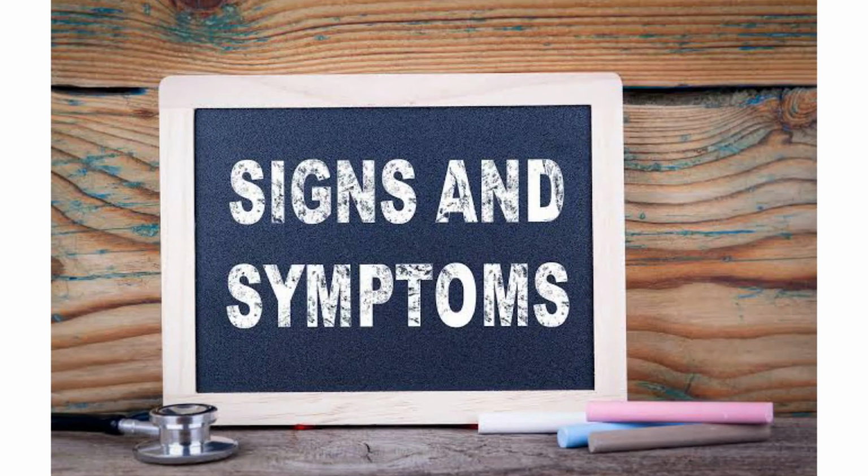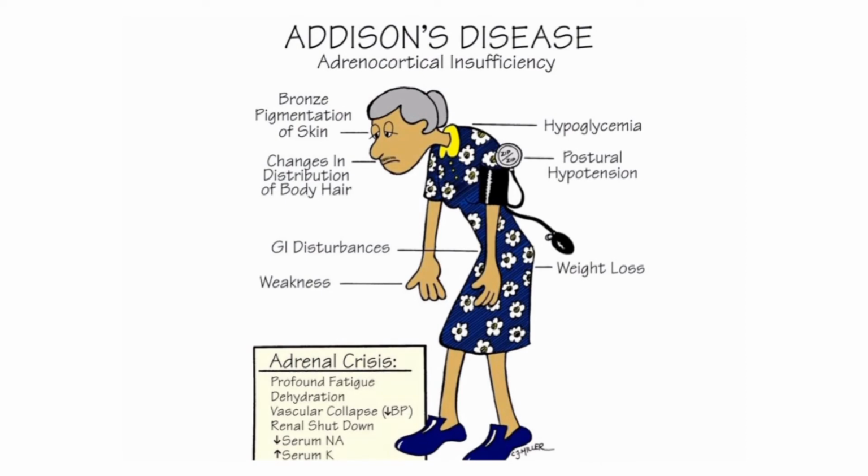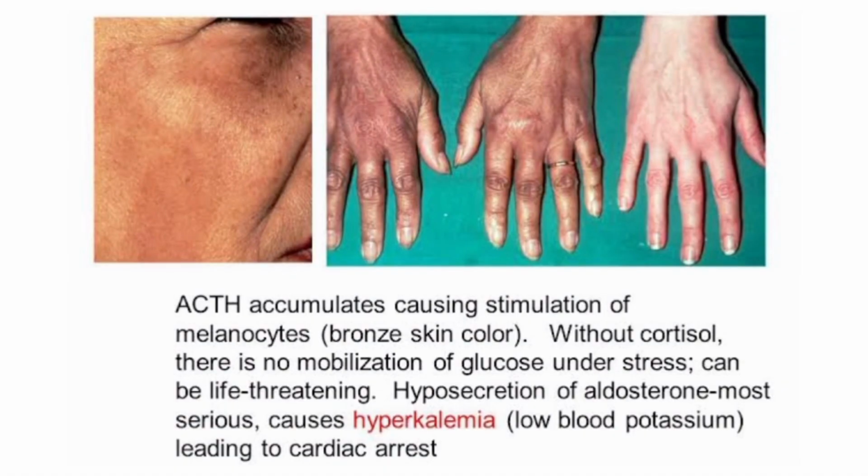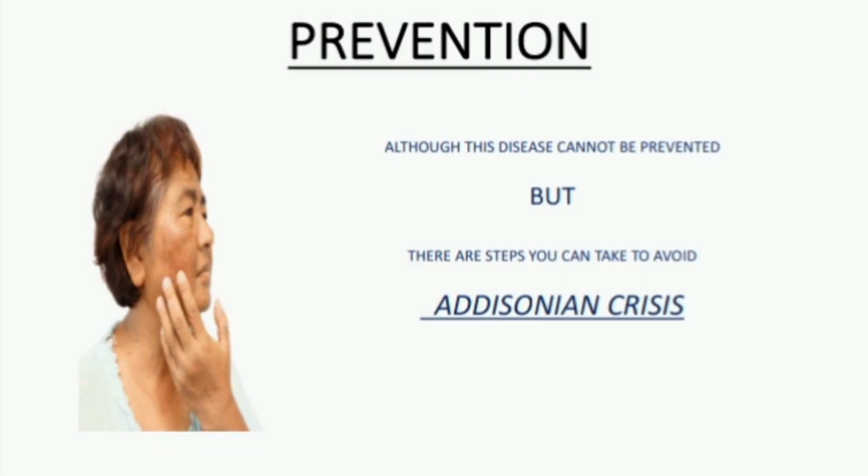Coming towards the most important part, the signs and symptoms of Addison's disease. The most common symptoms of Addison's disease are shown in this slide, which include bronze pigmentation of the skin, hypoglycemia, postural hypotension, changes in the distribution of body hair, GI disturbances, weight loss, and weakness. In this slide, you can see a patient of Addison's disease with bronze skin color.